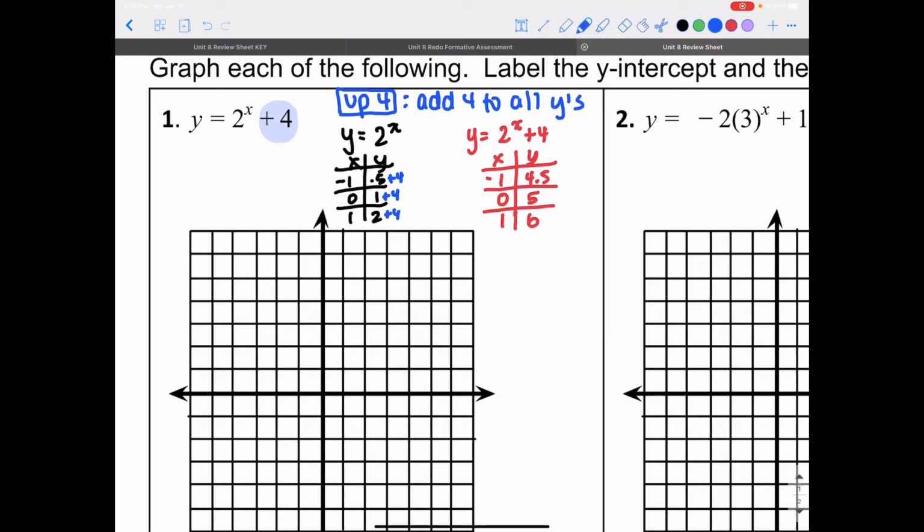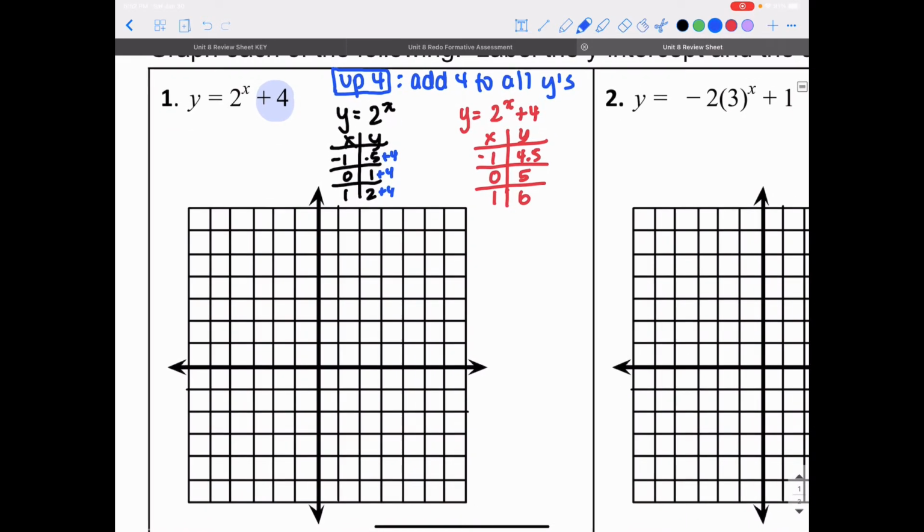And before I plot those, I'm going to decide what's my horizontal asymptote. I have a vertical shift of 4. So instead of being at y is equal to 0, where it is for the parent function, I'm moving up 1, 2, 3, 4. I'm going to be at y is equal to 4 for that horizontal asymptote. And then I'll plot my points and make sure I don't touch that line.